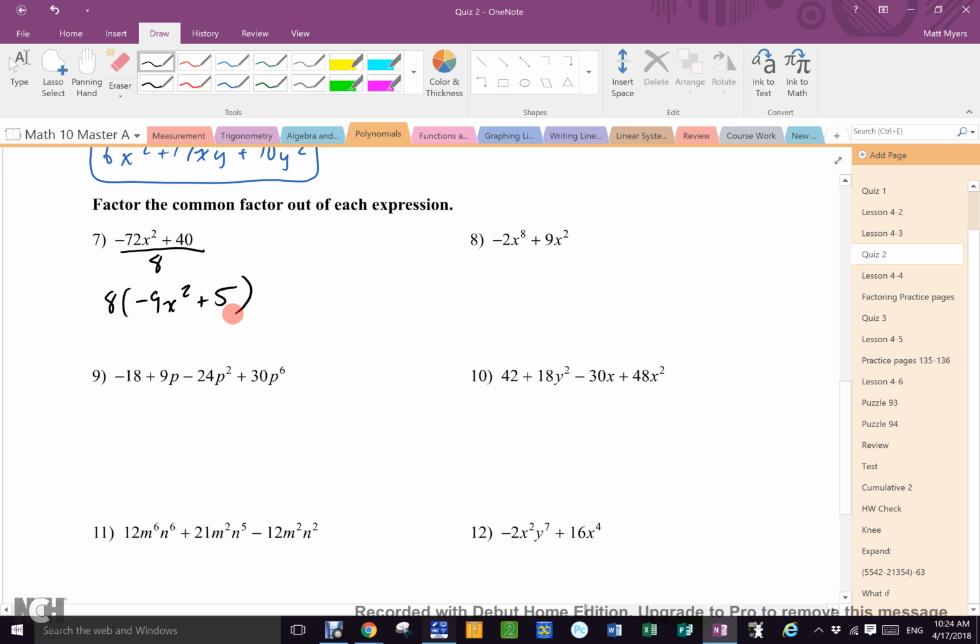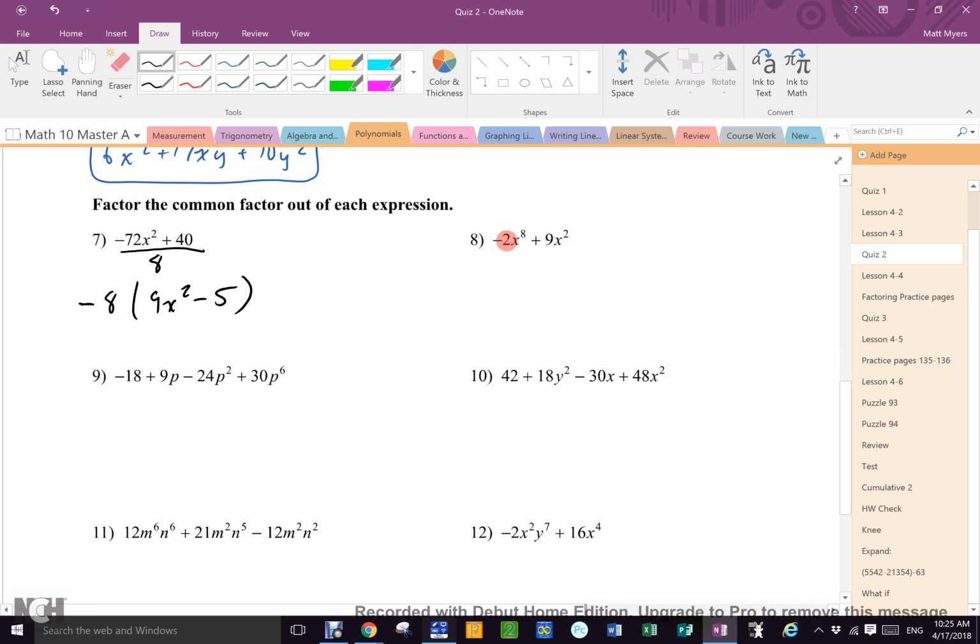Some of you may have said, Mr. Myers, you said one point that we don't like a negative at the front of this. So maybe you took out negative 8 and you have 9x squared minus 5. Either one is correct. I will accept either one. Everybody cool? Okay. We like to get the negatives all the way to the front if we can. That's not changing what we're actually doing. Does everybody understand the difference?